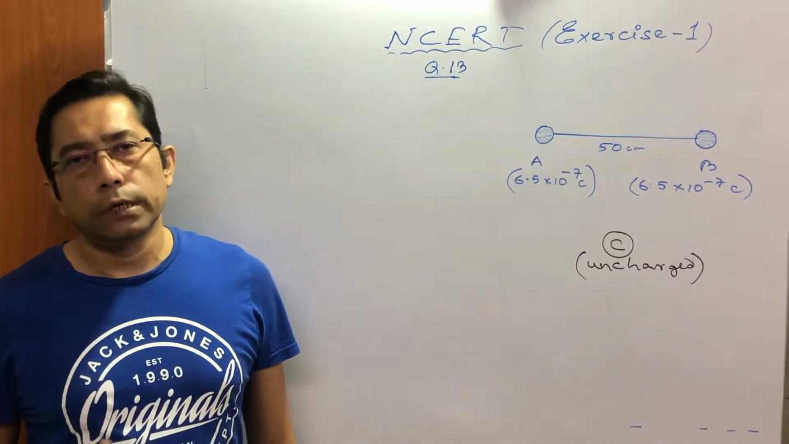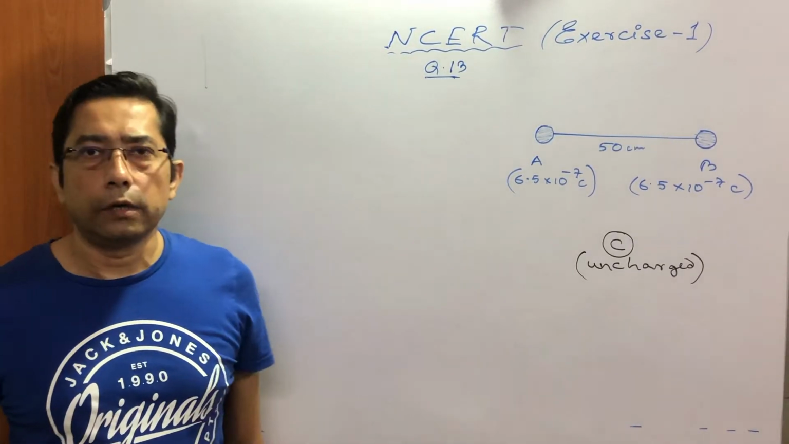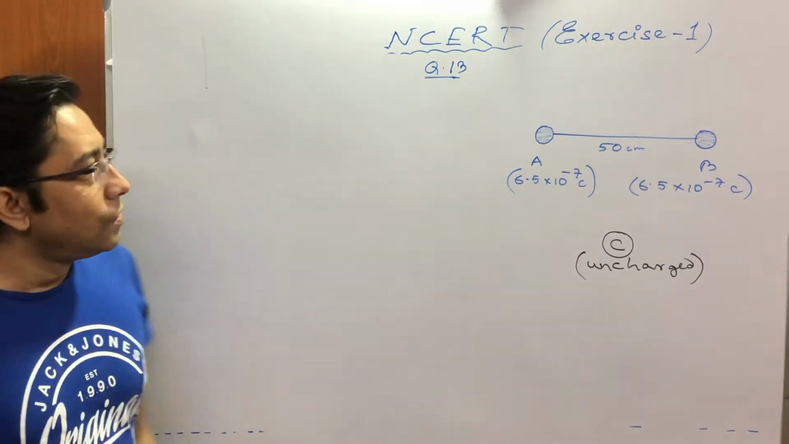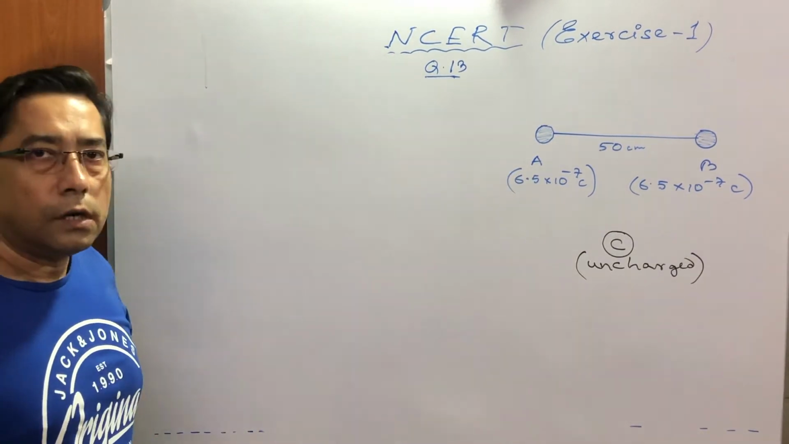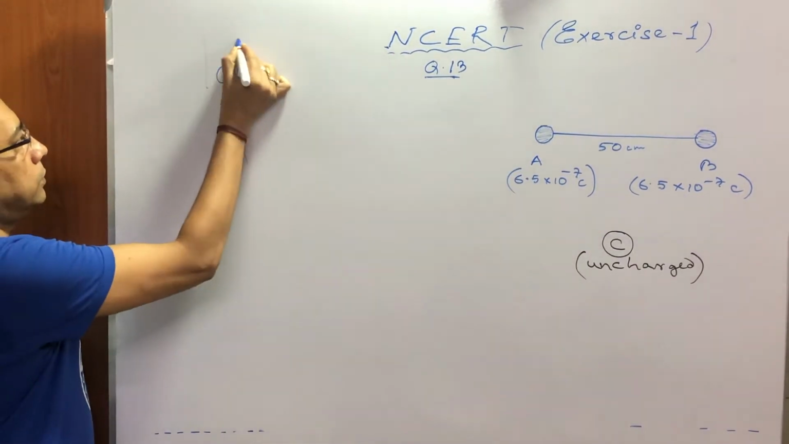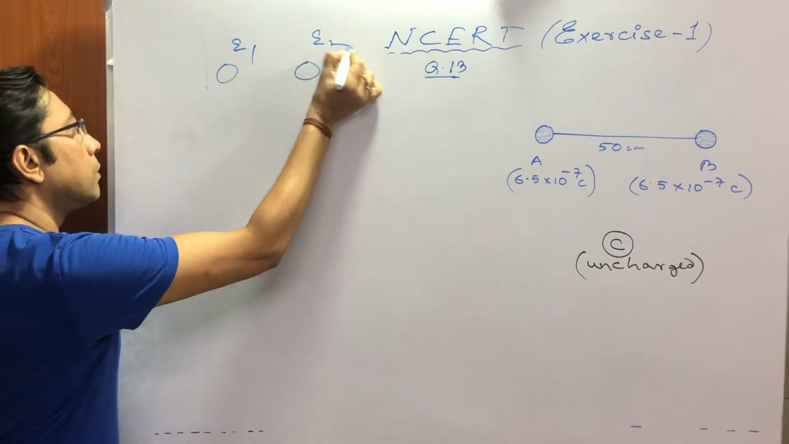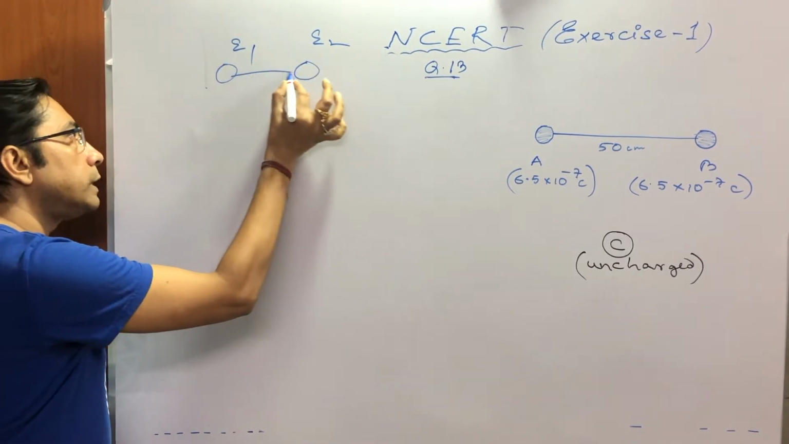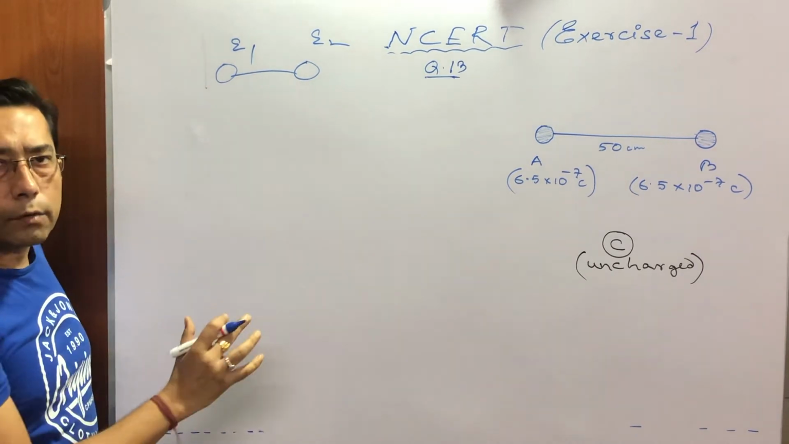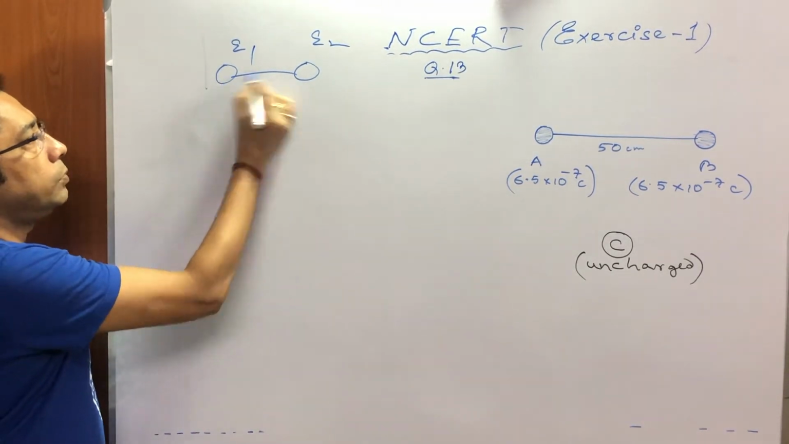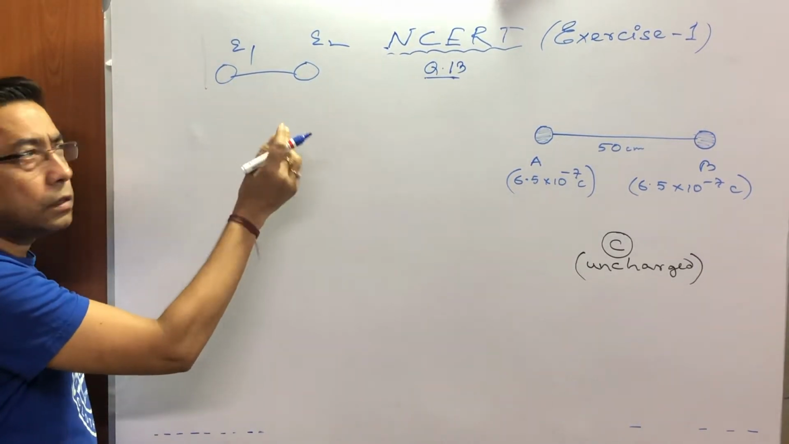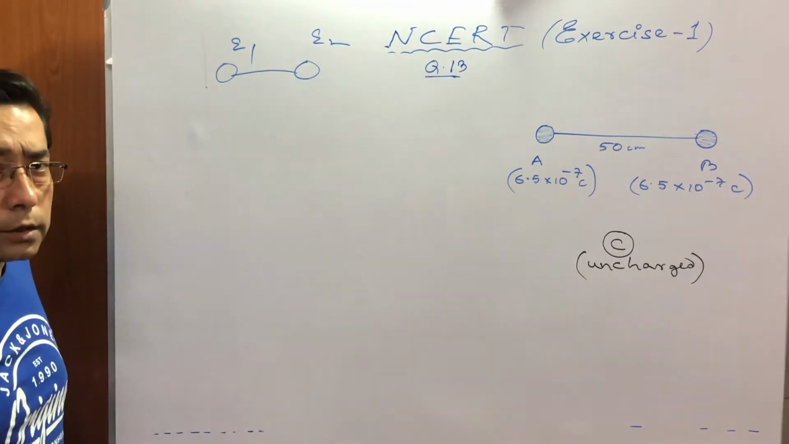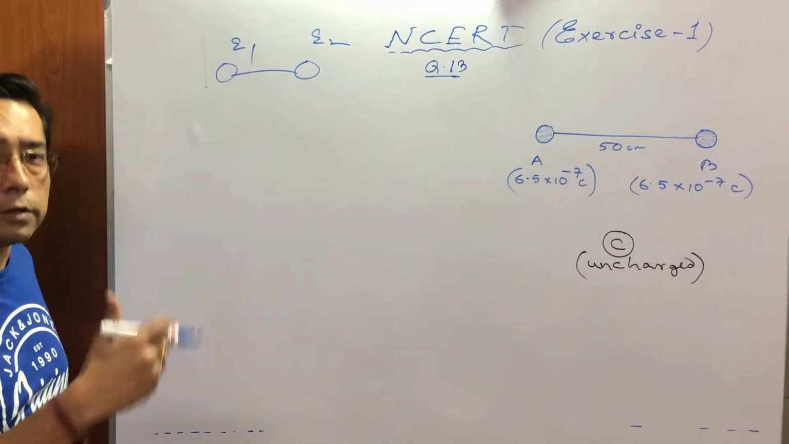Now let us do the next sum, question number 13, a very lucky one. Before we go for this, let us understand this. If a charge Q1 is brought in contact with another charge Q2, suppose they are connected by a wire, then there will be a charge distribution between them till their potential, that is voltage, becomes equal. We will be doing this just in the next chapter.